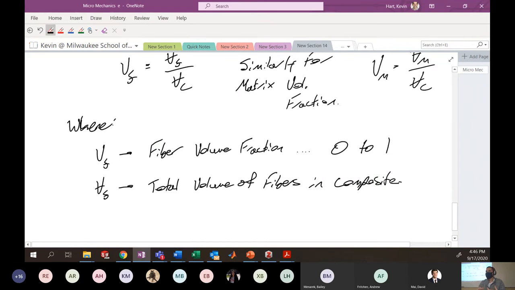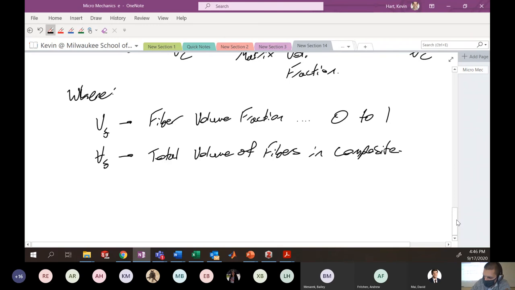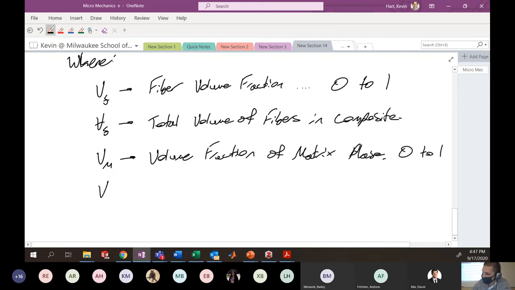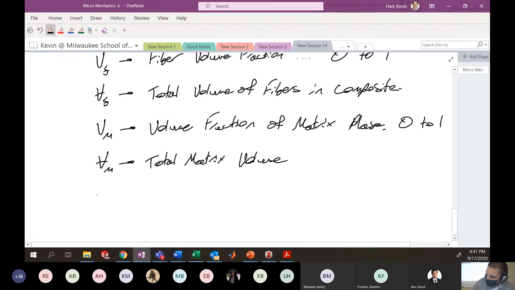All right, and that's going to be some volumetric number in, let's say, meters cubed or something along those lines. Right? You can similarly have VM, which is volume fraction of matrix phase. Again, this is on a scale of 0 to 1, 0 to 100% if you want to think about it that way. The V with a strike through is the total volume of the matrix. Again, this would be in meters cubed. And then your VC is total volume of composite.